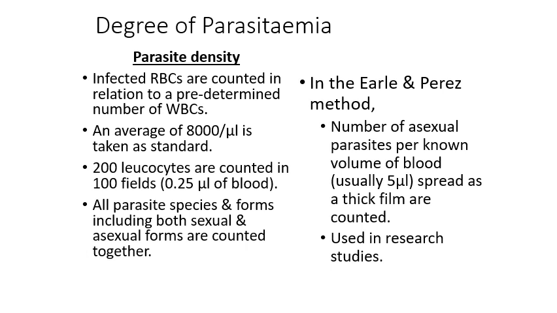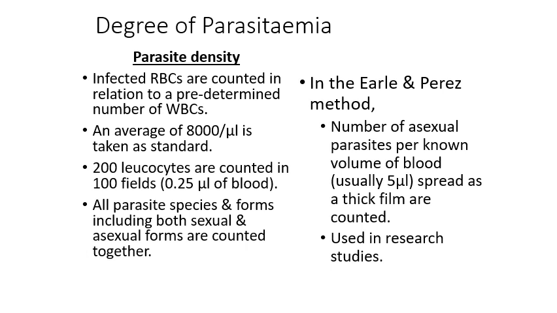So all parasite species and forms, including both sexual and asexual forms, are counted. So counting both the gametocytes, the sexual forms, and the trophozoites within the RBCs. The number of asexual parasites per microliter of blood spread as a thick film are also counted. This is the Lane and Perez method to get the parasite density. So basically we are counting the parasites, all forms of the parasites, by taking a certain quantity of blood.